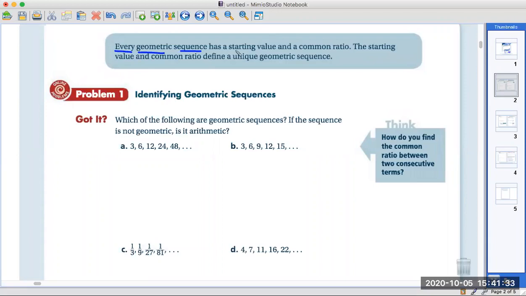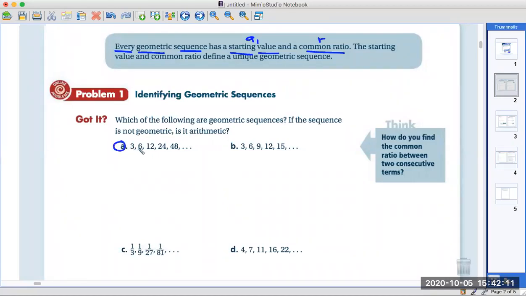Every geometric sequence has a starting value, which is that first number, a sub 1, and a common ratio, which is that lowercase r. The starting value and common ratio define a unique geometric sequence, meaning you're going to get a unique or a special string of numbers using the first number and this common ratio. Identifying, so we're going to test it. Which of the following are geometric? We don't know for sure if they are. If it's not geometric, is it arithmetic? So it's a two-part question. So let's look at this.